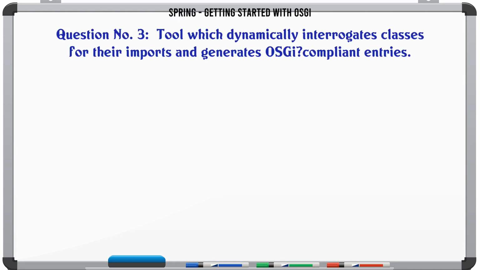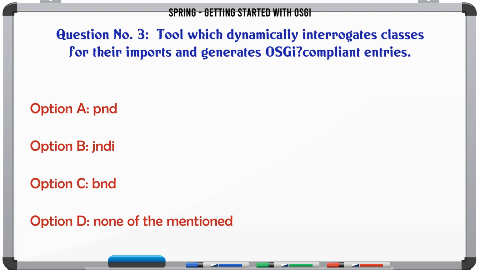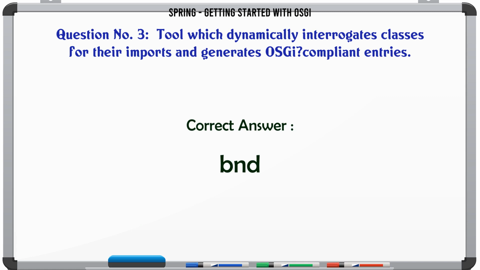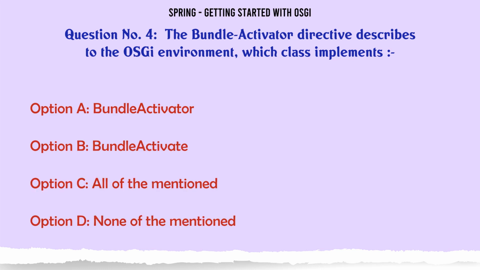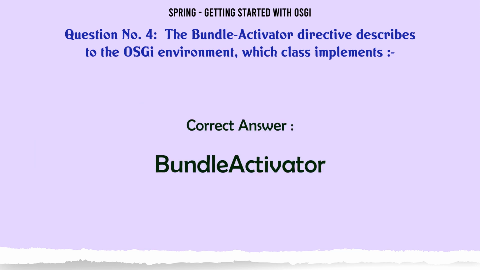Tool which dynamically interrogates classes for their imports and generates OSGi compliant entries: A. PND, B. GND, C. BND, D. None of the mentioned. The correct answer is BND. The Bundle-Activator directive describes to the OSGi environment which class implements: A. Bundle-Activator, B. Bundle-Activate, C. All of the mentioned, D. None of the mentioned. The correct answer is Bundle-Activator.